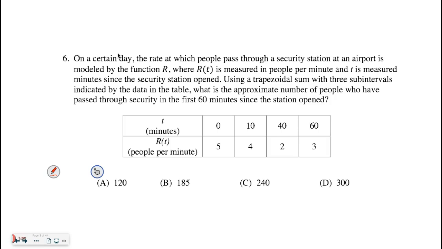We have on a certain day a rate. So this is already a rate, in people per minute, passing through security at an airport. So R is a rate, measured in people per minute. T is in minutes since they opened the security station. So just absorbing what this problem's about: I'm supposed to use a trapezoidal sum to find how many people. And remember with trapezoidal sums and left and right, we end up multiplying, so our people per minute times minutes will become people going through the station.